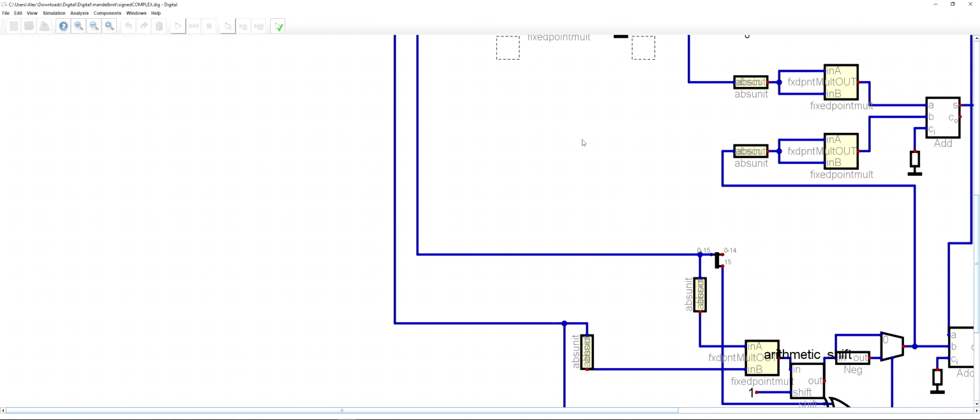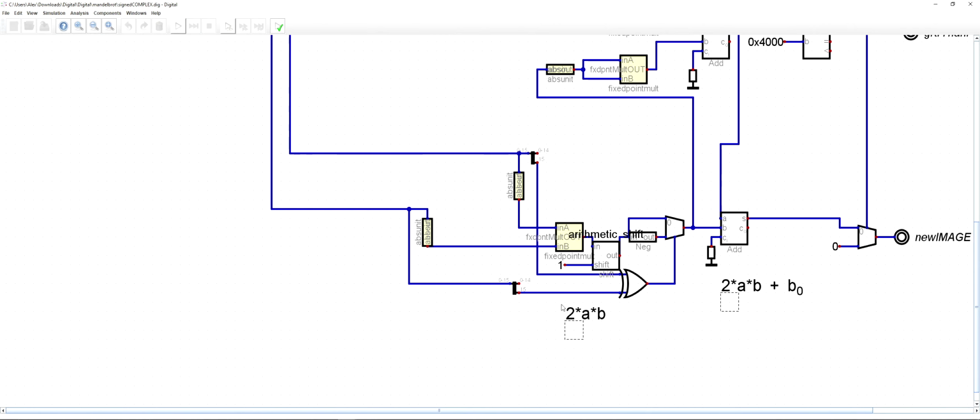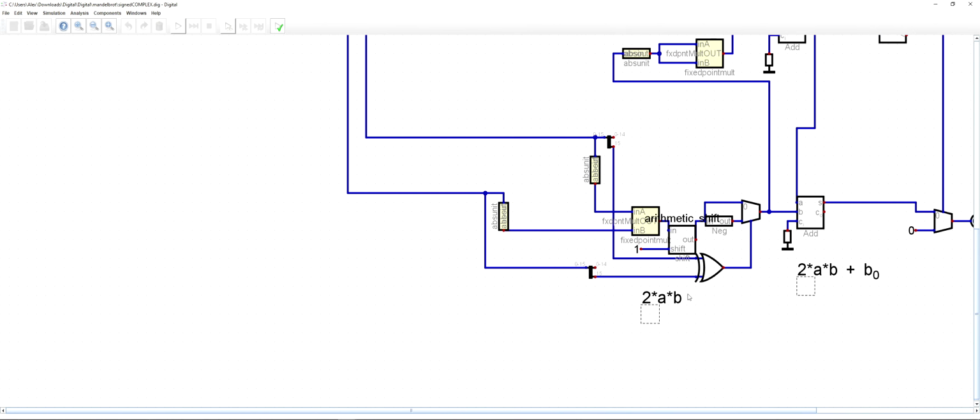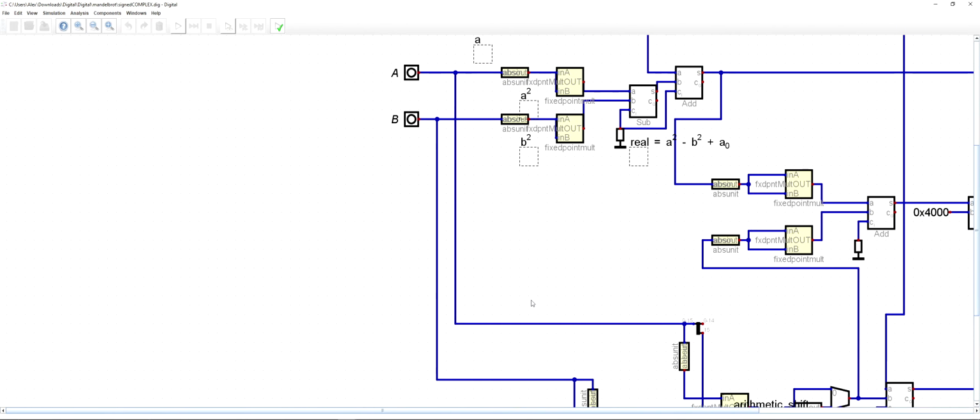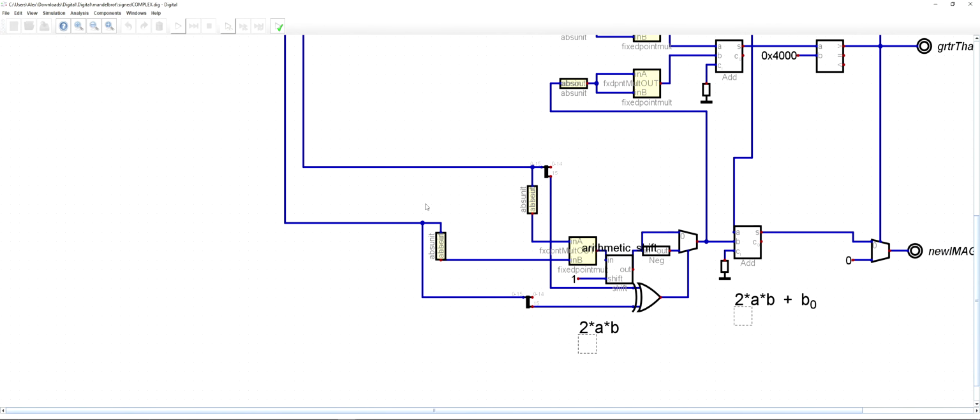Now the next b value, or the next imaginary value, takes 2ab. The way it works is a and b come through here, we take the absolute value of a, we take the absolute value of b, we multiply them, and then we left shift that once to do 2ab. Left shifting once gets you multiplied by 2, and then we did the a times b there.